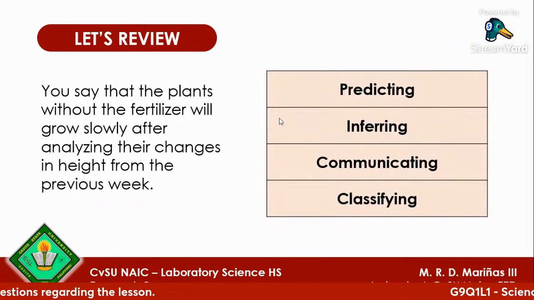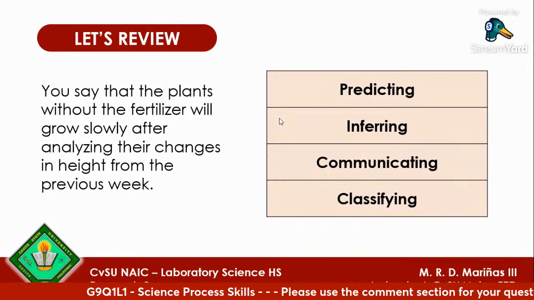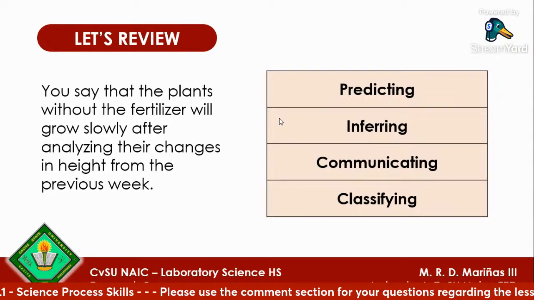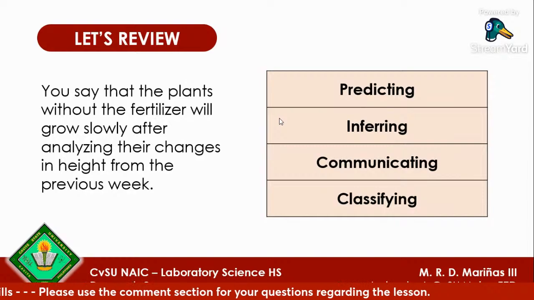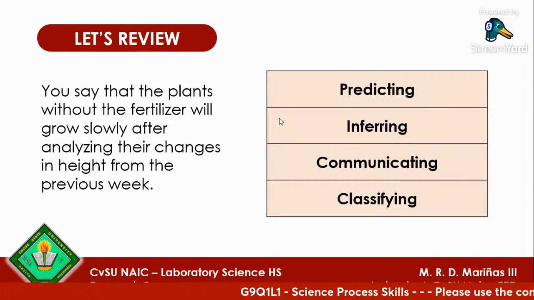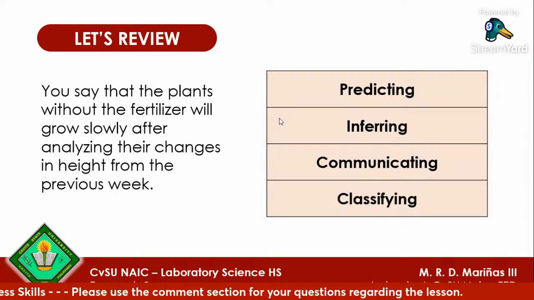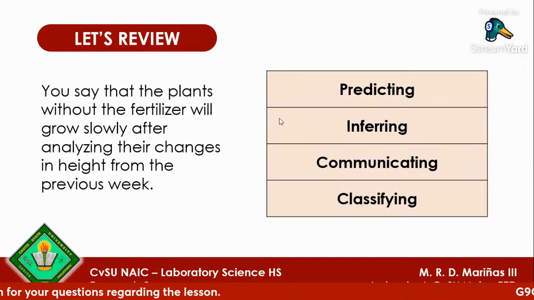So, let's review. So, we have here a statement and you're going to classify it based on the science process skill that we discussed earlier. For example, you say that the plants without the fertilizer will grow slowly after analyzing their changes in height from previous week. Is it predicting, inferring, communicating, or classifying? Okay? So 10 seconds. Again, you may use the comment section for your answer.